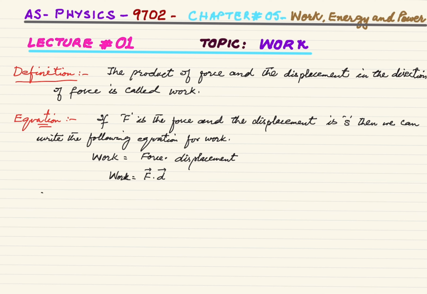Here, what we are saying is that if we have a block, suppose, and on this block we have a force F, and this block is displaced by distance D or S, then what you can write simply, as we have mentioned, that this may be D or S. The displacement is in the direction of the force.